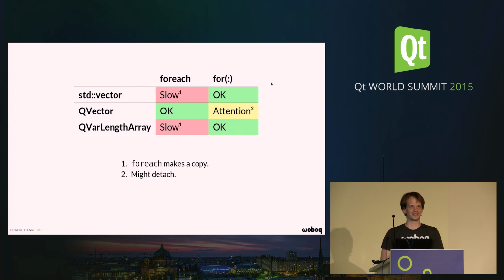But it's not implicitly shared, so there's no risk in using it in a for. So the rules for using the Qt container with foreach are, unfortunately, not always as simple as that.